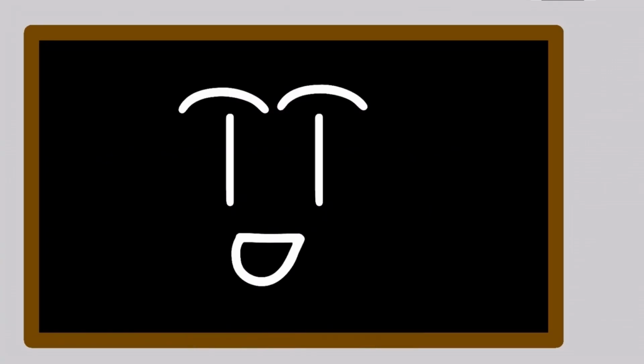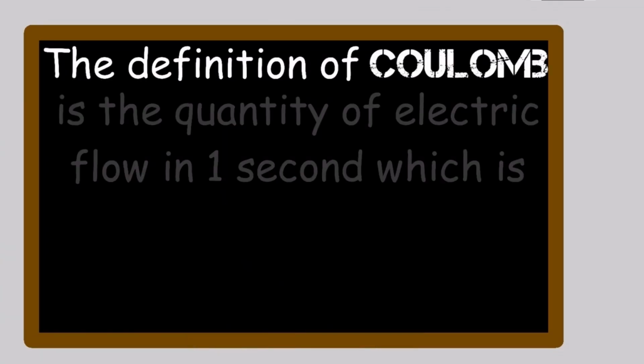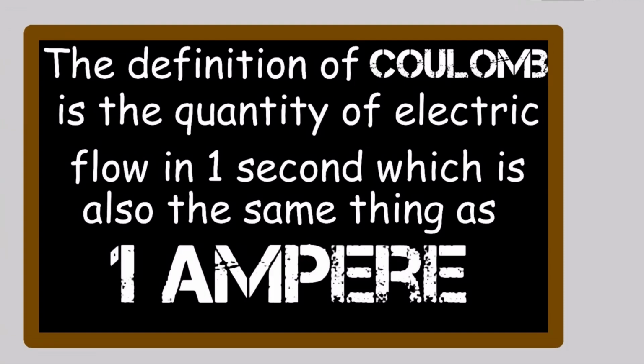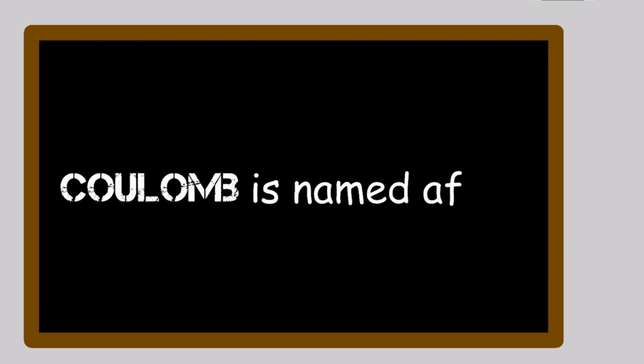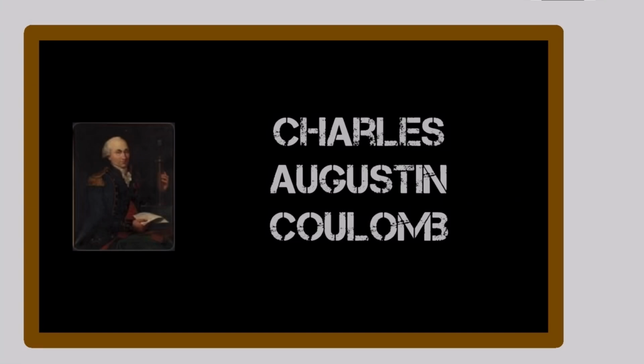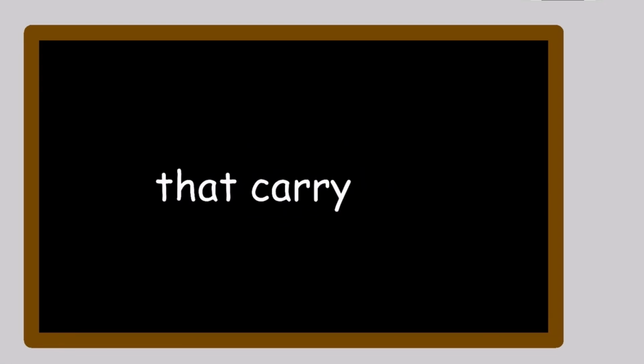Not column, Coulomb. That's better. The definition of Coulomb is the quantity of electric flow in 1 second, which is also the same thing as 1 ampere. Coulomb is named after Charles Augustin Coulomb. Coulombs are very large units of charge by comparison to the particles that carry it.